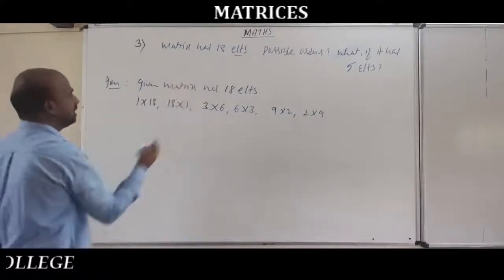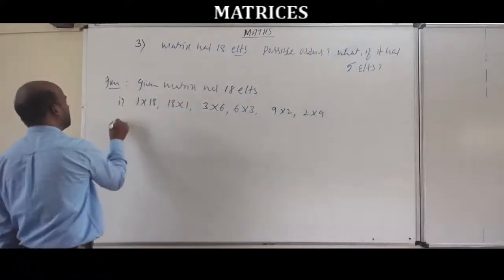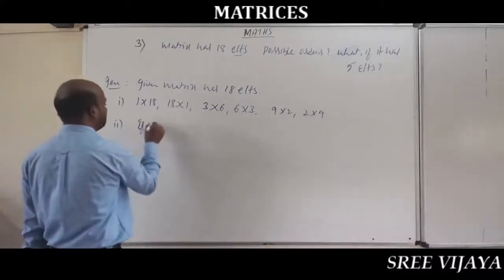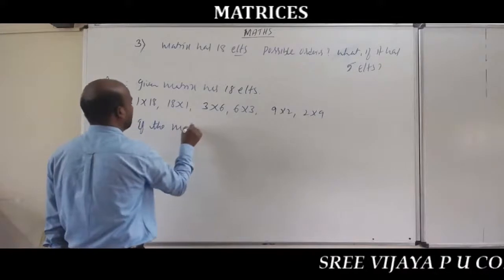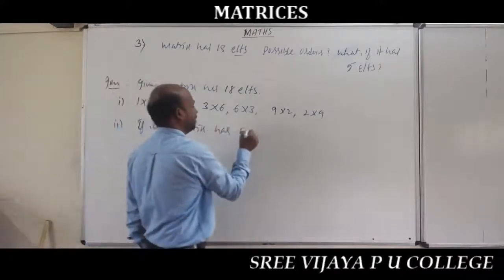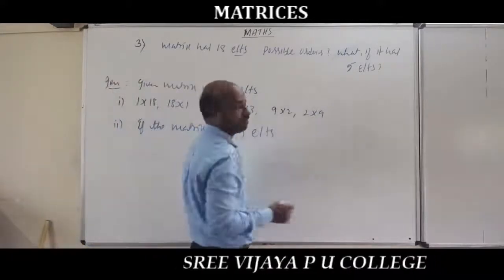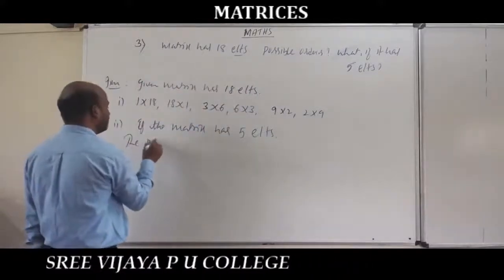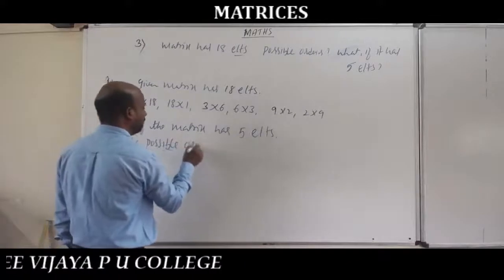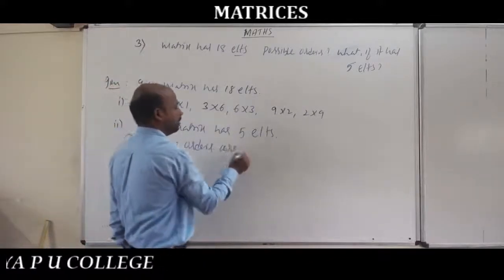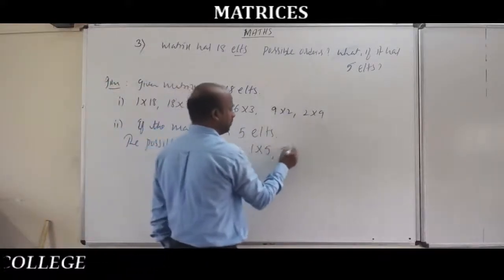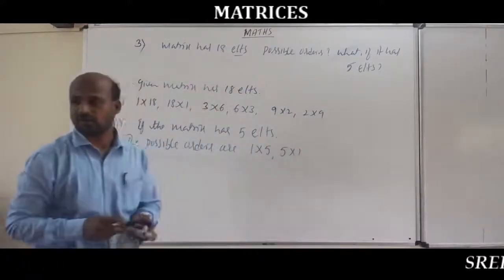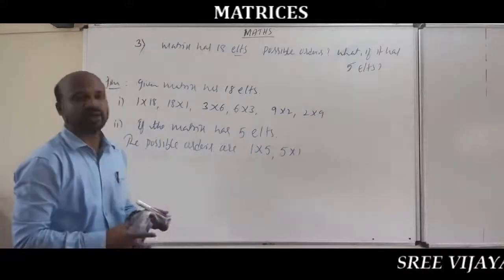Again, same case. If the matrix has 5 elements, the possible orders are 1 by 5 and 5 by 1: a row matrix of order 1 by 5 and a column matrix of order 5 by 1.